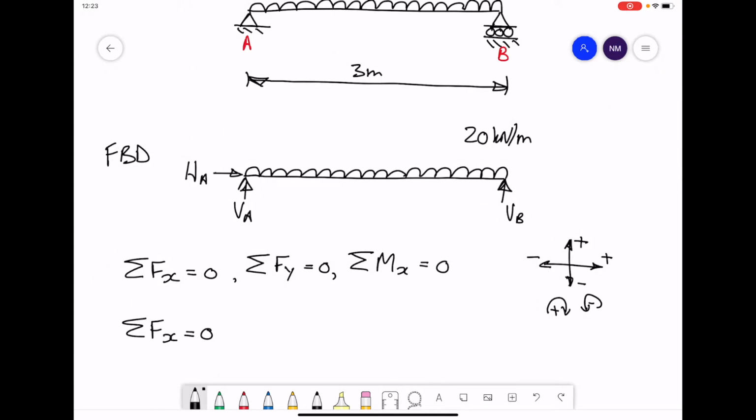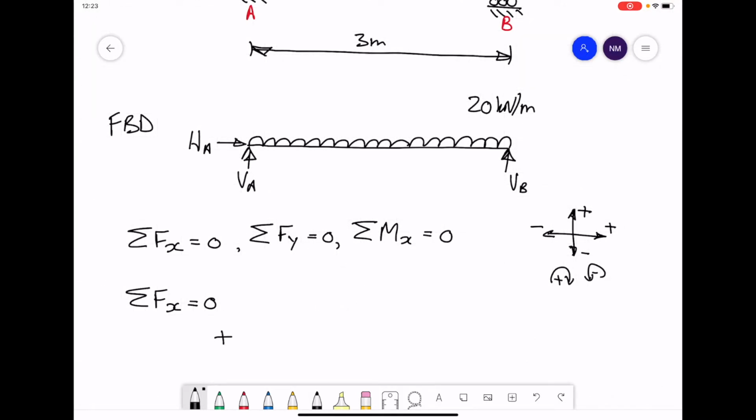Applying the first of our equilibrium equations, we have one horizontal force that's going to the right, therefore it's positive. That's the only horizontal force we have for equilibrium. It must add up to give you 0, therefore your HA takes a value of 0. That's your first reaction force worked out.